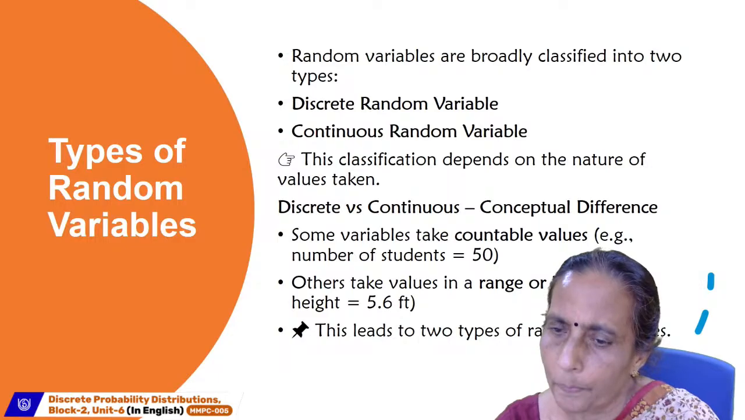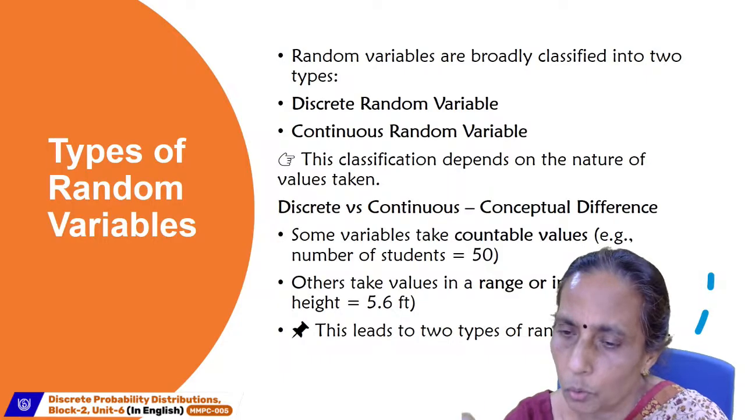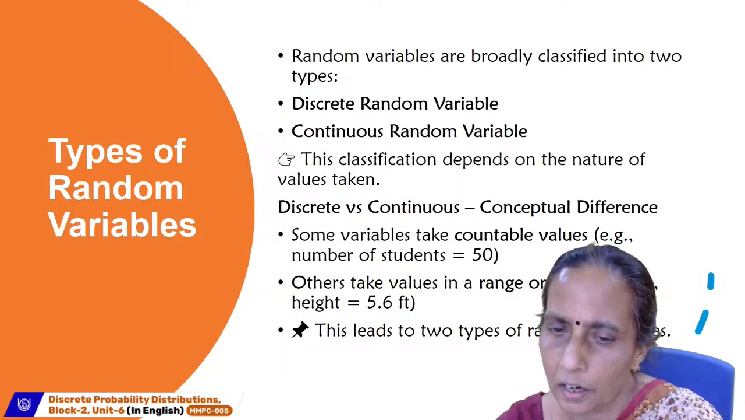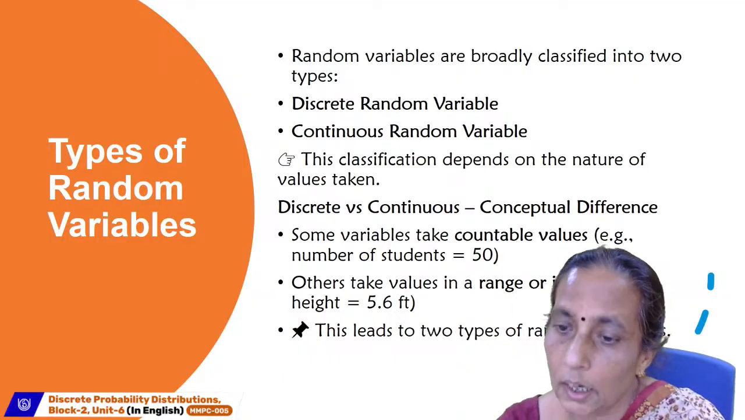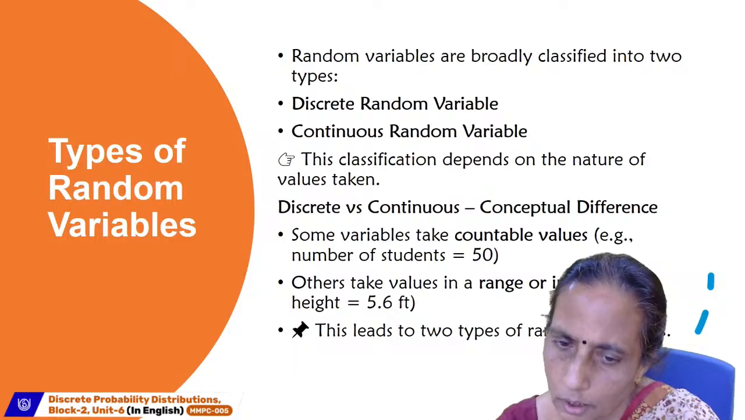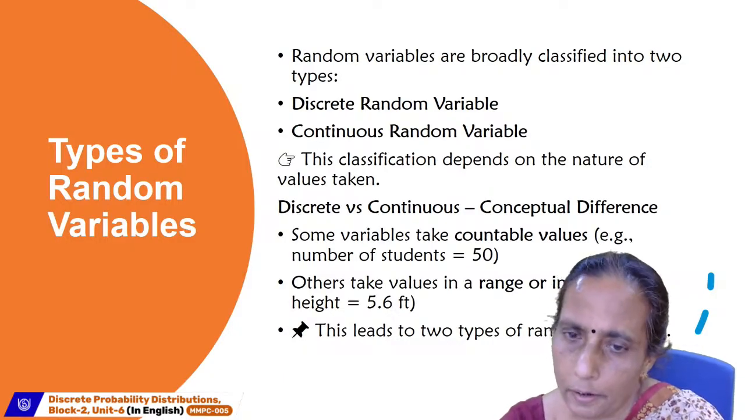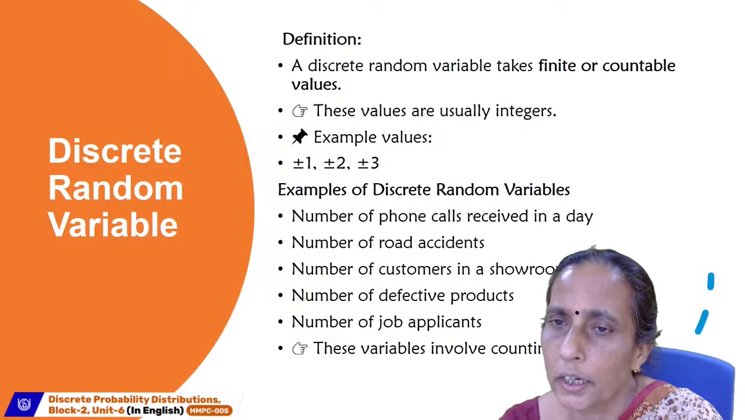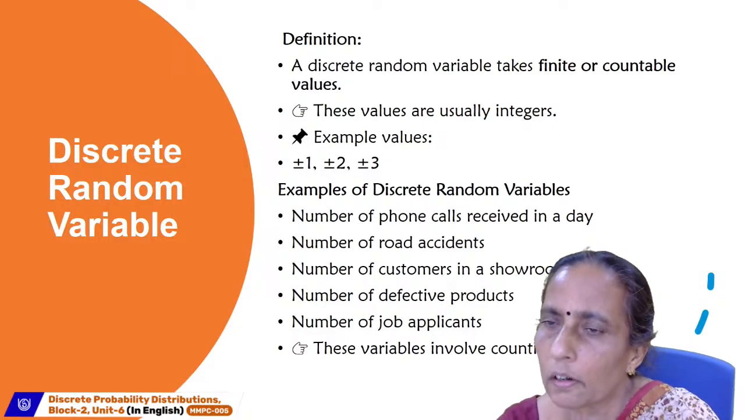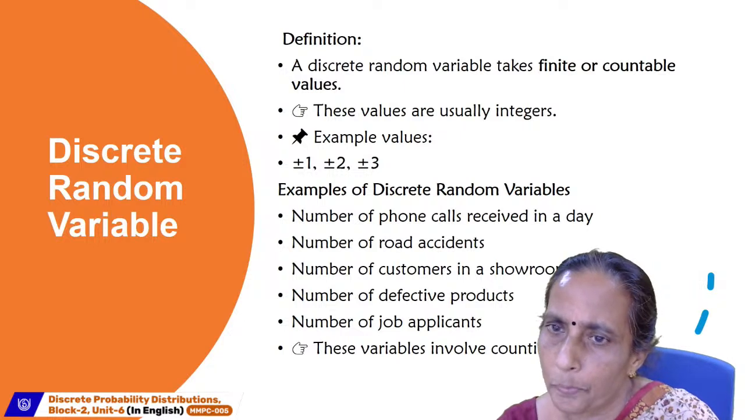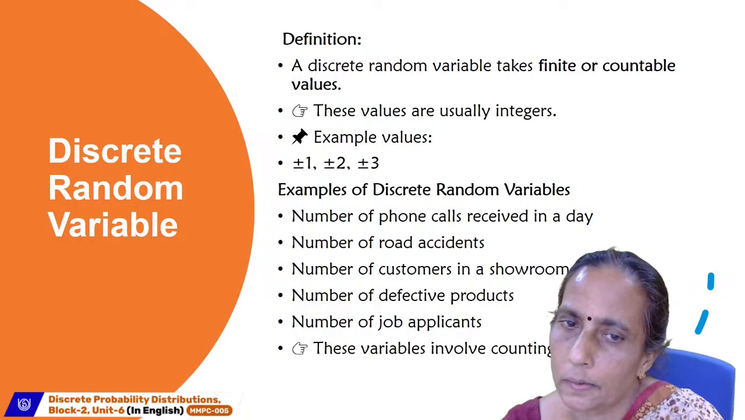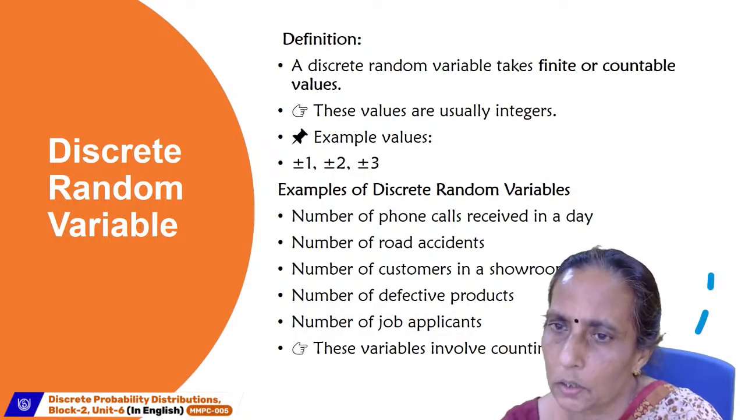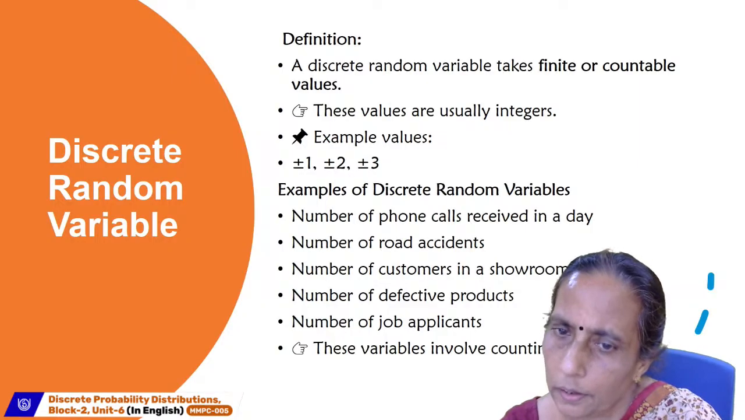Otherwise, suppose I take the height of the students of a class, that will be in a range of values, say from 5 to 7. So that is a continuous random variable. So this leads to two types of random variables. A discrete random variable takes finite or countable values. These values are usually integers, that is maybe +1, -1, +2, -2, +3, -3, and so on.